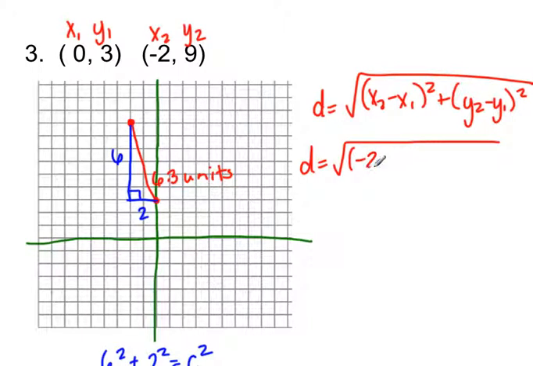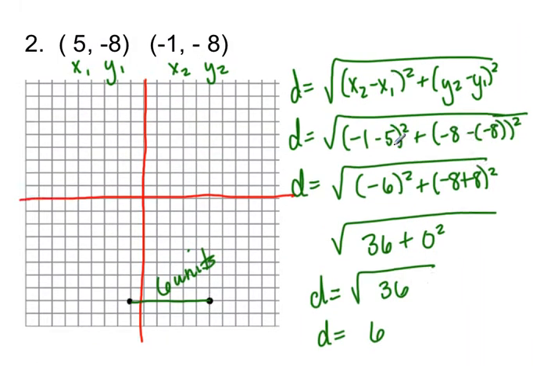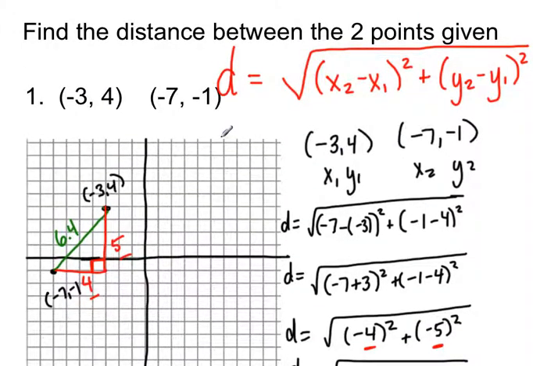So we have negative 2 minus 0 squared. Add to that 9 minus 3 squared. Notice these are both positive, so I didn't have to put these in parentheses. Just want to point out that when you have a negative, you need to put the negative in parentheses and then the minus, because that will become a positive there.